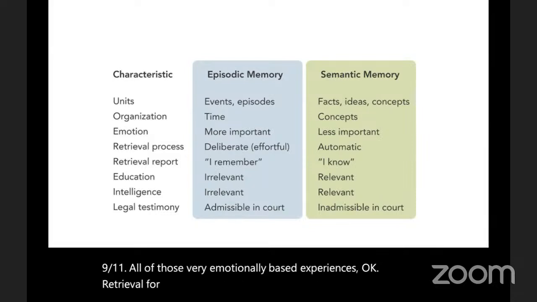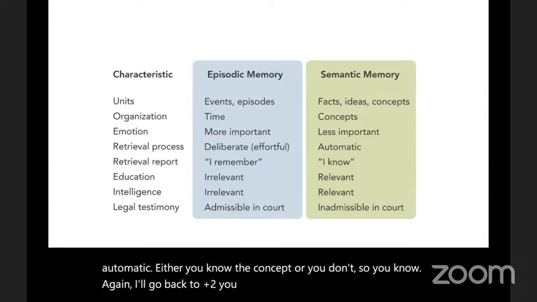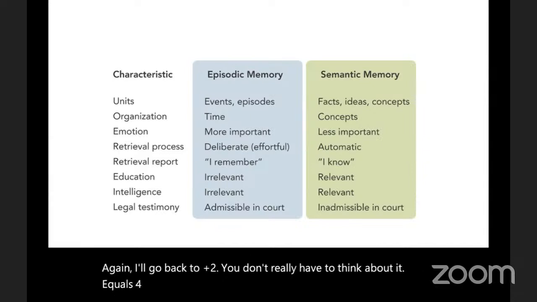Retrieval for episodic memory is more deliberate, whereas for semantic memory it's more automatic. Either you know the concept or you don't. So, again, I'll go back to 2 + 2. You don't really have to think about it. It equals 4, right? I hope.